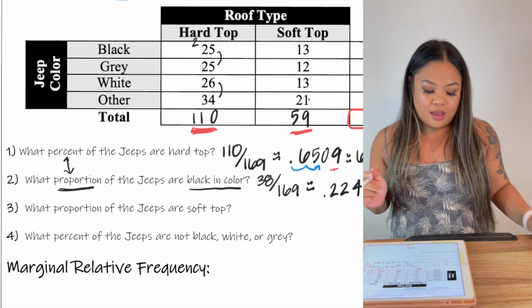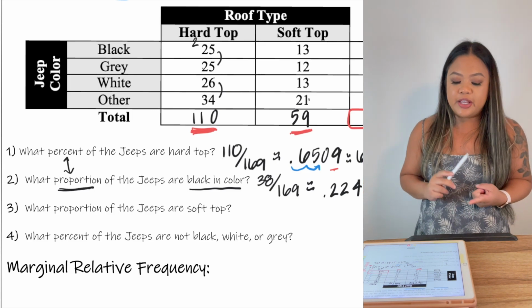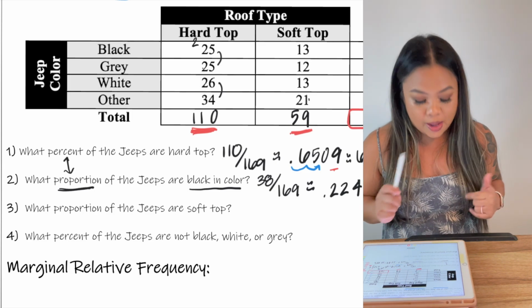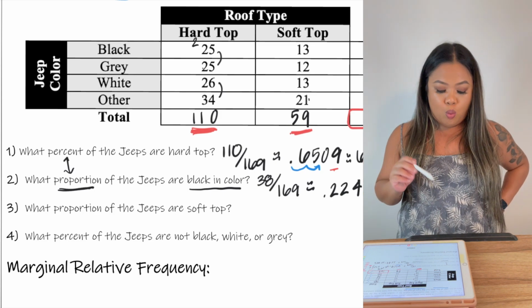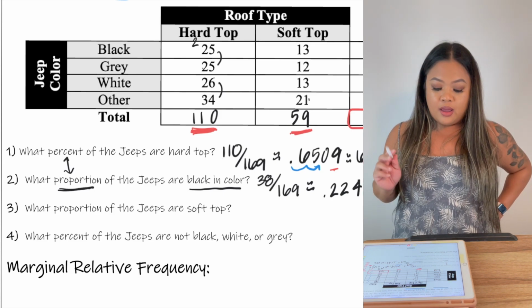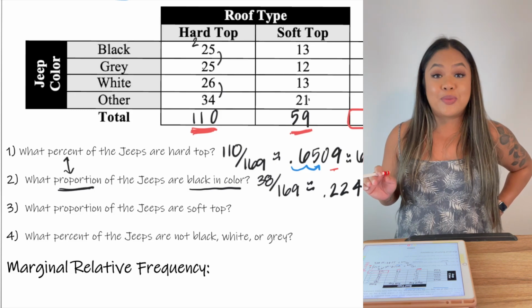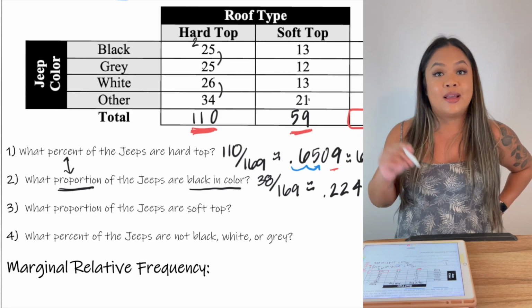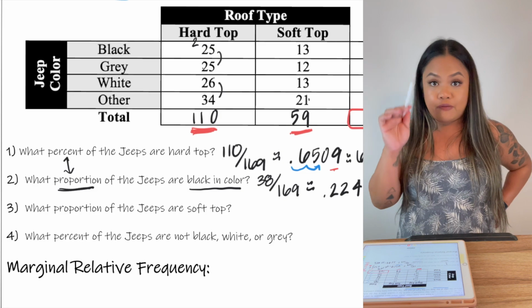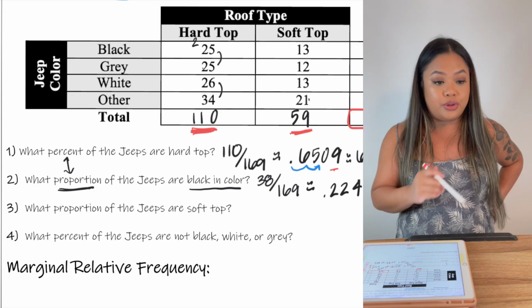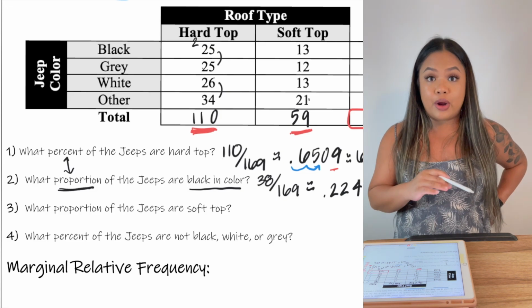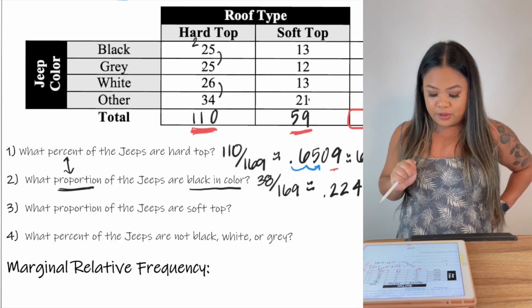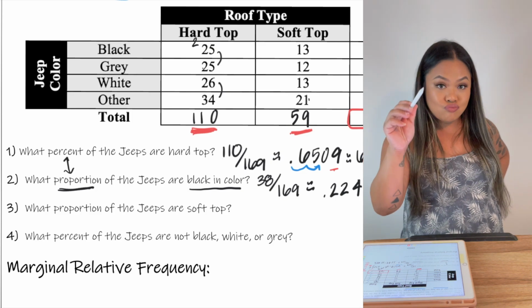Okay, number 3. I want you to figure out what proportion of the Jeeps are soft top, and I also want you to figure out what percent of the Jeeps are not black, white, or gray, okay? So I'm going to give you 5 seconds to pause this, try them on your own, see if you can find them on the 2A table, and then do the math and round correctly to the 4th spot after the decimal. So 5 seconds.